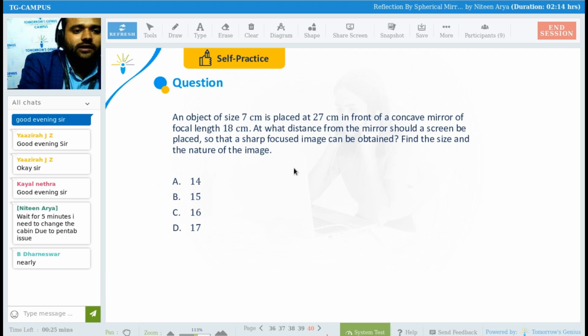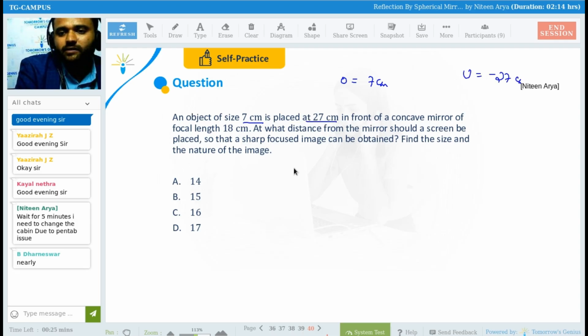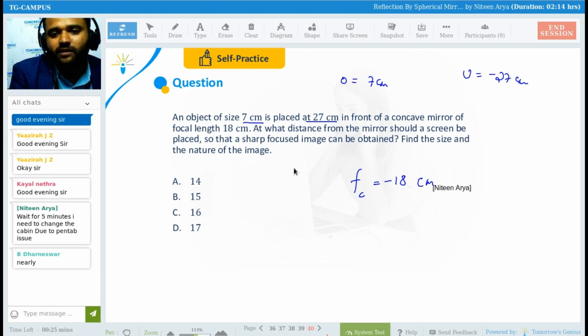Okay, so what is given in this: an object of size 7 centimeter, size of object means O, placed at a distance, U is always negative, 27 centimeter in front of a concave mirror. Concave mirror, F is going to be minus 18. At what distance from the mirror should a screen be placed, obviously V, to get a sharp focused image obtained. So find the size and nature of the image.